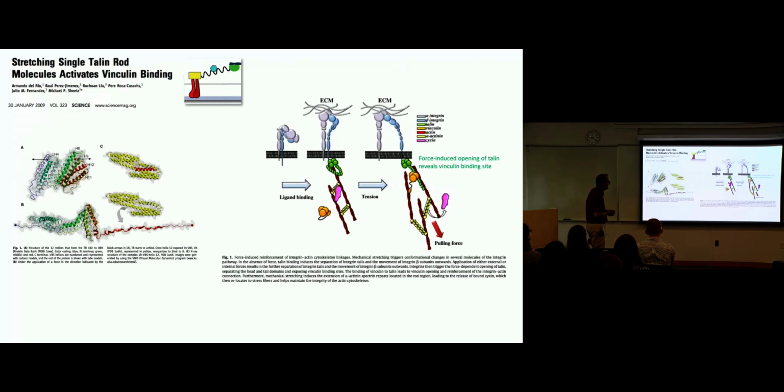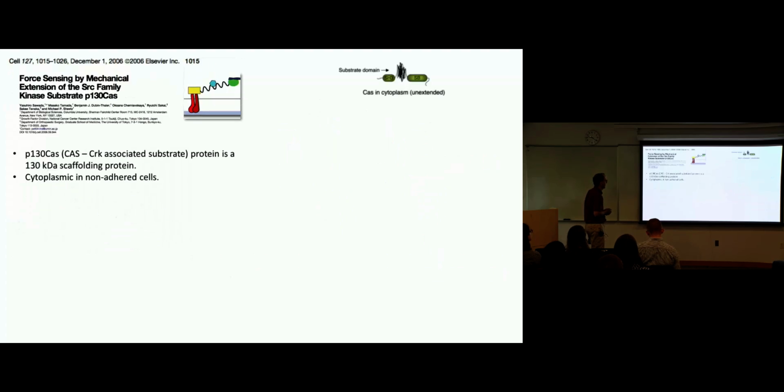Okay, so this is a mechanical change in a protein that causes the recruitment of one protein and reinforces this adhesion complex. Now, there's another example of these types of proteins that undergo a conformational change under mechanical load. But in this case, this protein, when it's stretched, can reveal a phosphorylation site.